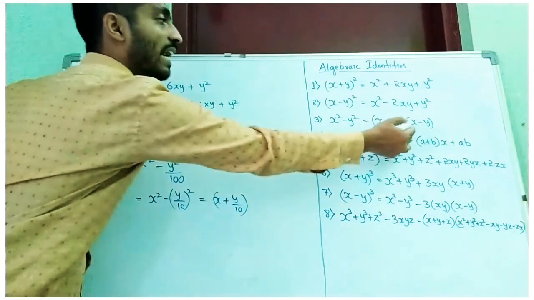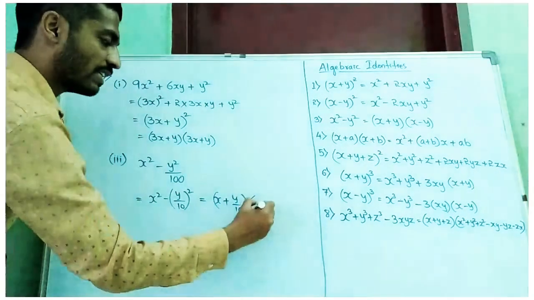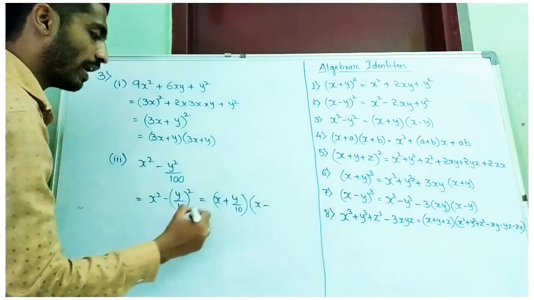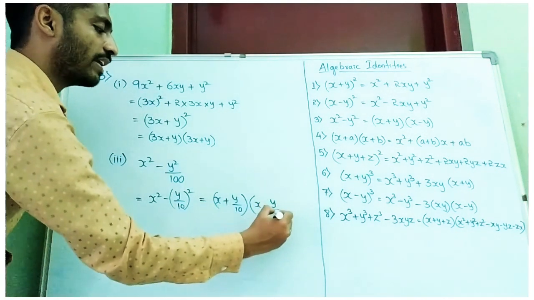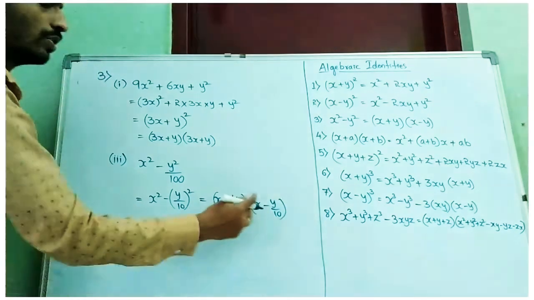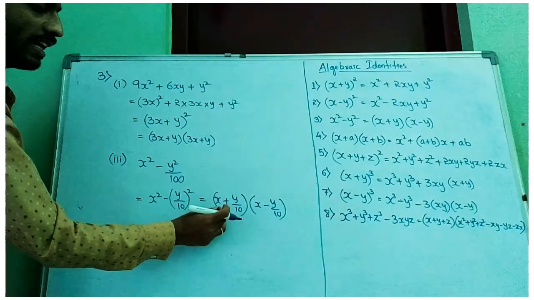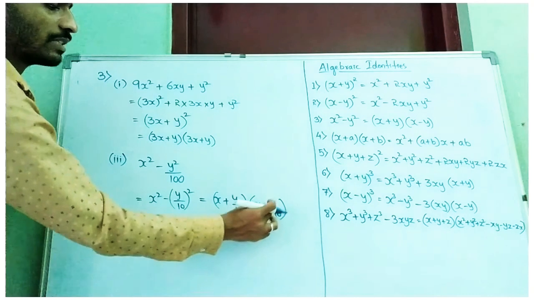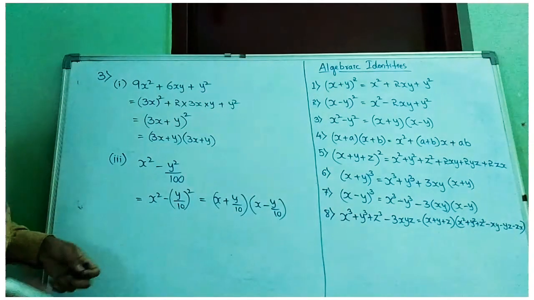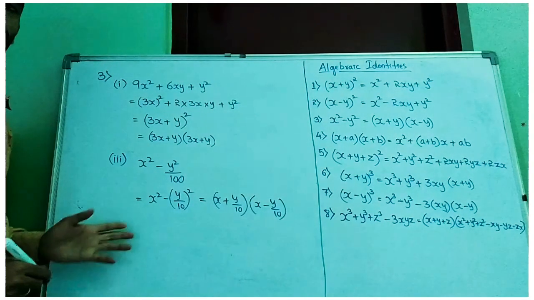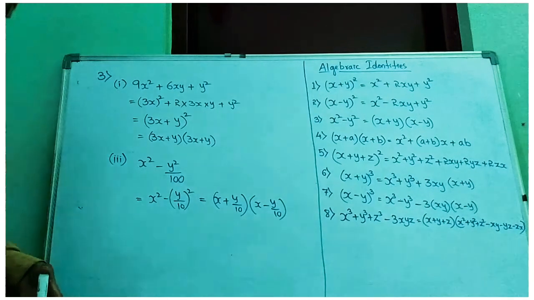Okay, next x minus y. So x is there same and y by 10. So x minus y by 10. So this is our factors, x plus y by 10, x minus y by 10. Understood? So like this you solve the second problem.